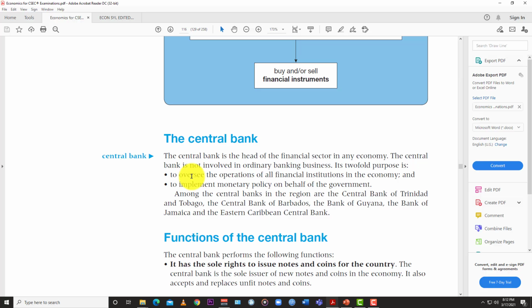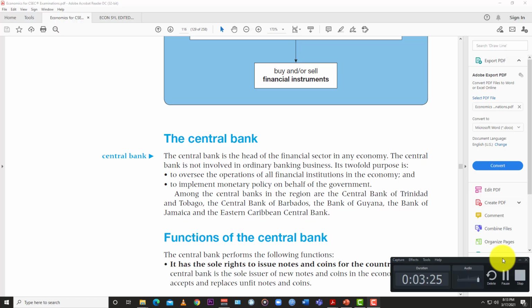Also, another job of the central bank is to basically inform persons. They carry out certain surveys and things like that, and they keep statistics, they carry out research, they sponsor research papers and stuff like that. So that's another minor role of the central bank.